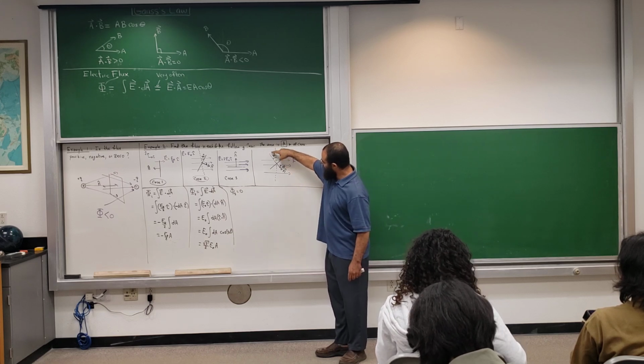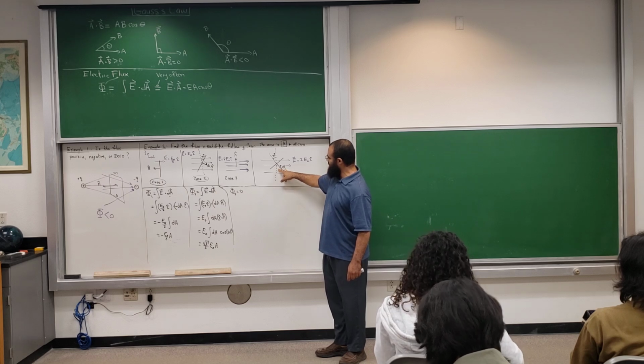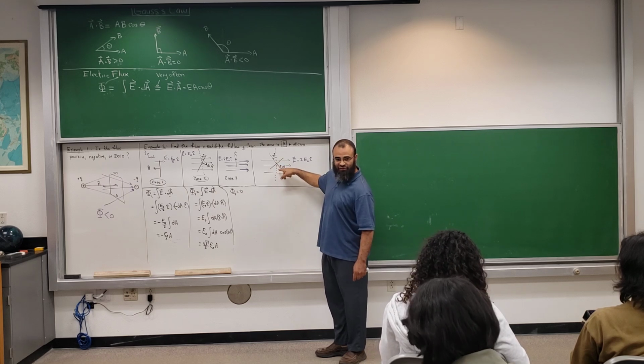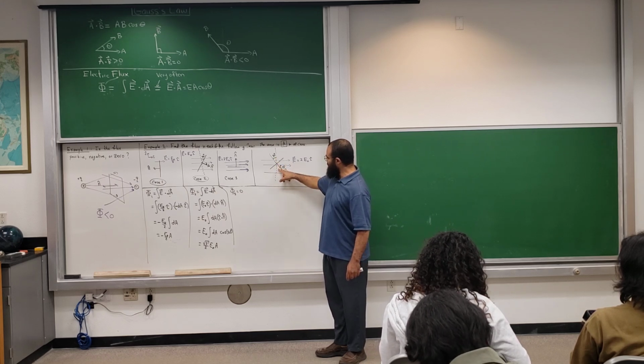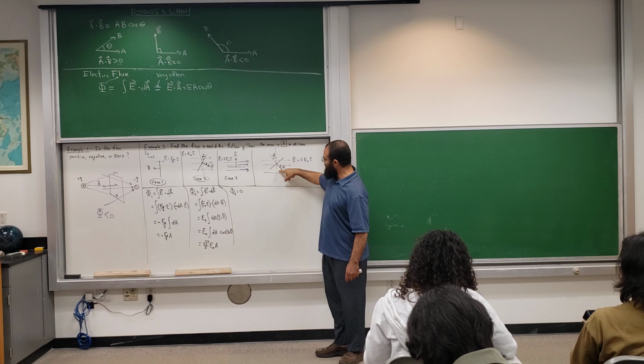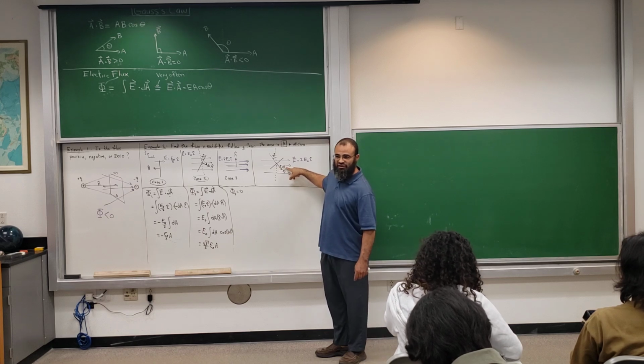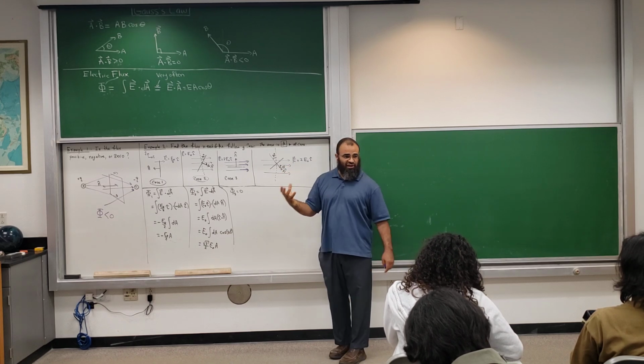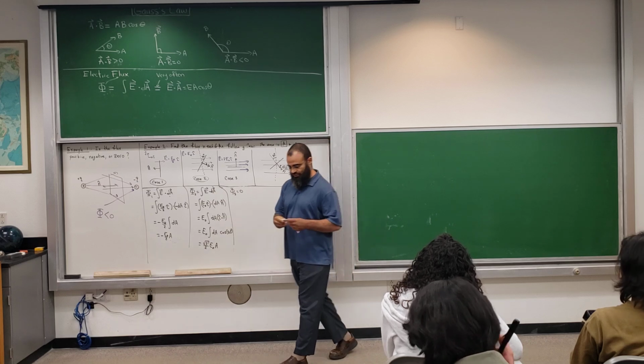Because if this is 30, what would this angle be? That's 30, they're vertical angles, right? So that's 30, this is 30, and if this is 30, this has to be 60, because they make 90 together. So this is 30, this has to be 60. So it would be just the electric field, the magnitude of E.